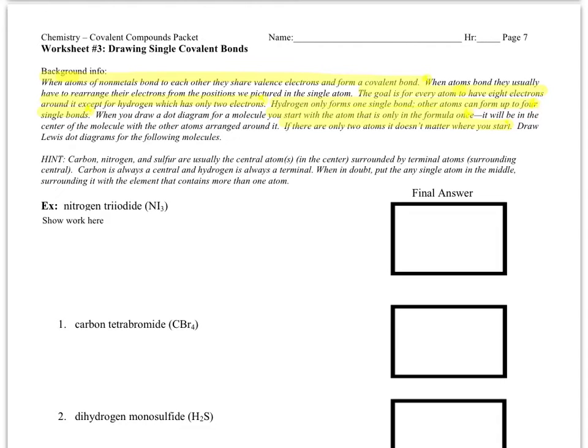This is worksheet 3 of the Covalent Compounds packet. We've now talked about how to name covalent compounds, and we've talked about some properties of covalent compounds. So now we are going to represent these compounds.